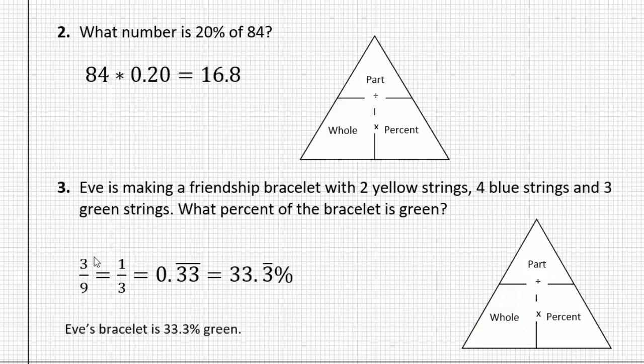Well, by doing these calculations, simplifying our original fraction, 3 divided by 9, our part divided by the whole, that simplified to 1/3. 1/3 is a fraction we know is 0 and 33 hundredths, where those 3's repeat forever. And therefore, as a percentage, it would be 33 and 3/10%. Then I wrote my answer out, since this is a word problem, and interpreted that answer in a complete sentence to answer the question. So Eve's bracelet is 33 and 3/10% green.